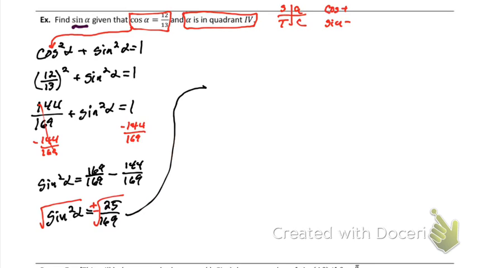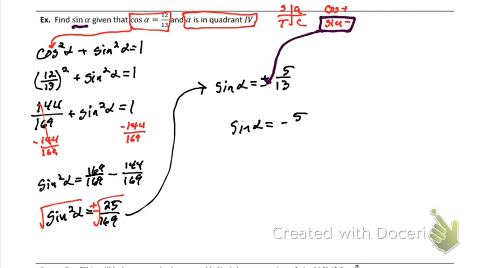Let's go ahead and shoot that up here so I have some more room. Well, if you take the square root of sine squared alpha, you're just left with sine alpha equals the square root of 25. Don't forget about your plus or minus, but the square root of 25 is 5 over, and the square root of 169 is going to be 13. Now we have to decide if it's positive or negative. So once again, we go up here and we see that sine should be negative. So I'm going to use that negative right there. So we're going to have sine alpha equals negative 5 over 13. And that is our answer. Once again, if you're really concerned about checking it, you could do your negative 5 over 13 squared plus that 12 over 13 squared, and that should equal 1.